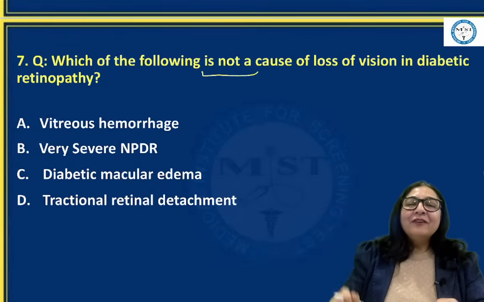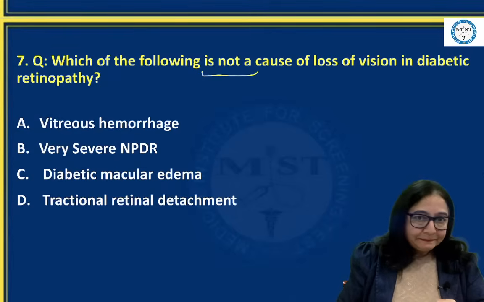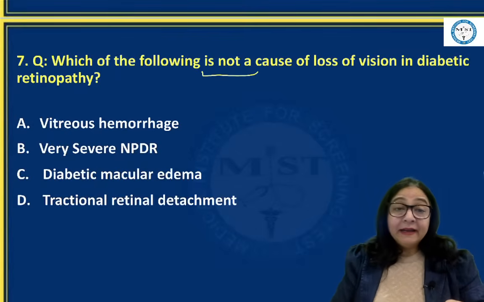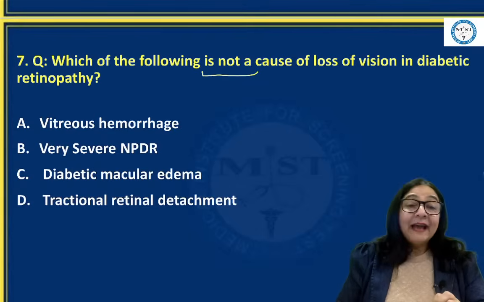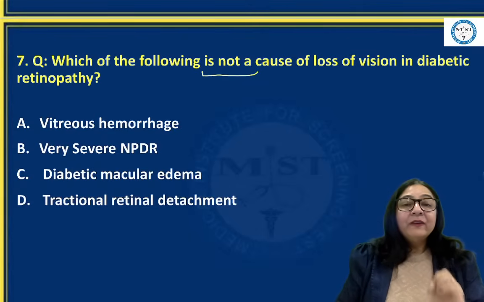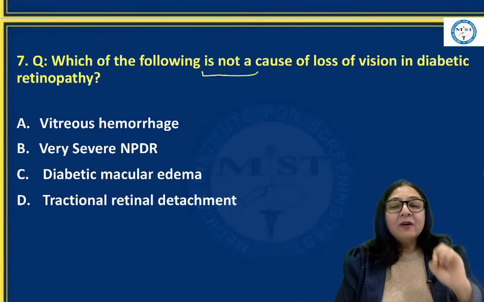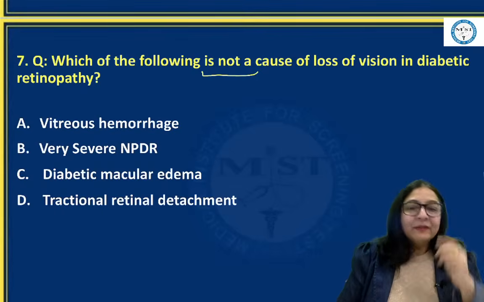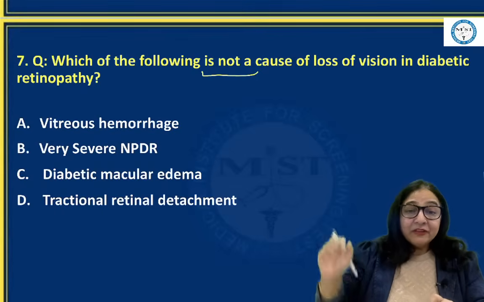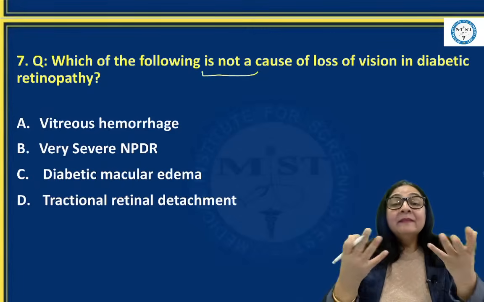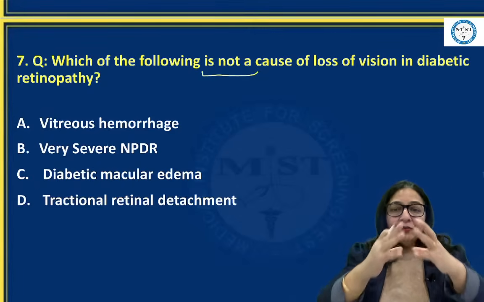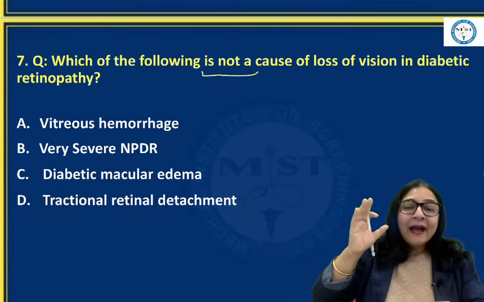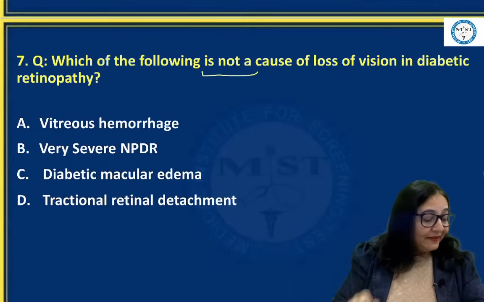Okay. Of loss of vision in diabetic retinopathy: vitreous hemorrhage, very severe NPDR, diabetic macular edema, tractional retinal detachment. So which one of these will not be causing loss of vision? Very good. So vitreous hemorrhage, coming to the choices. When there is bleeding in the vitreous cavity, those blood clots will be causing floaters as well as many a times sudden decrease in vision.